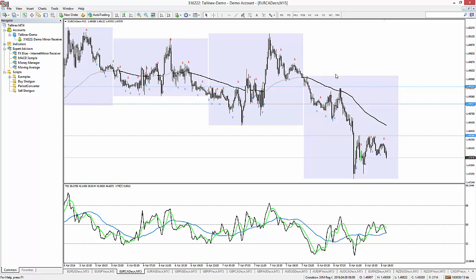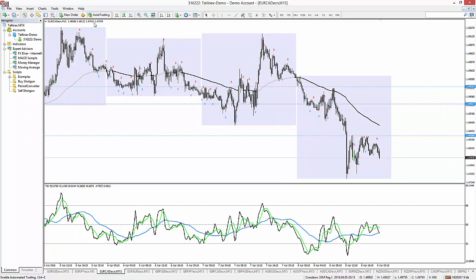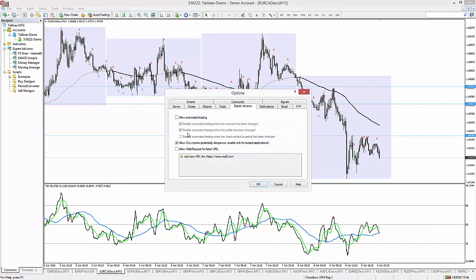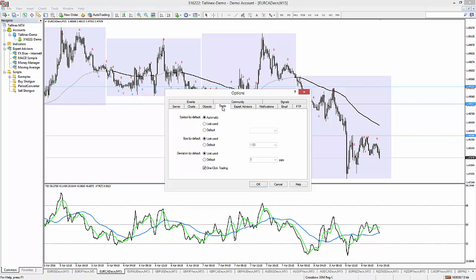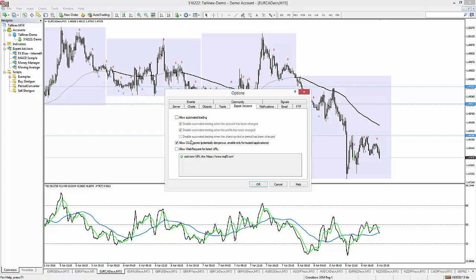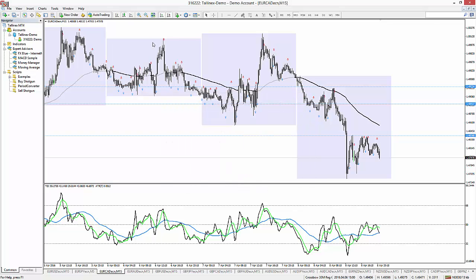Right next to this live session stuff. Now, what else was I going to tell you about this? Oh, and you have to have your auto trading on. So your tools, options, you're going to go in here to expert advisors, allow automated trading. And then this has to be active. But this thing will fire off a trade in milliseconds.